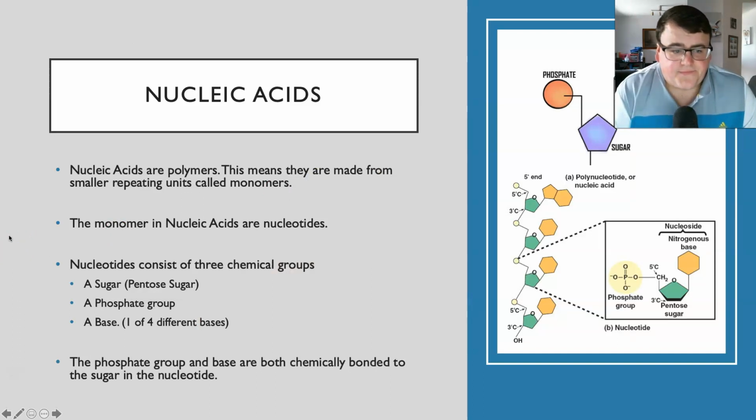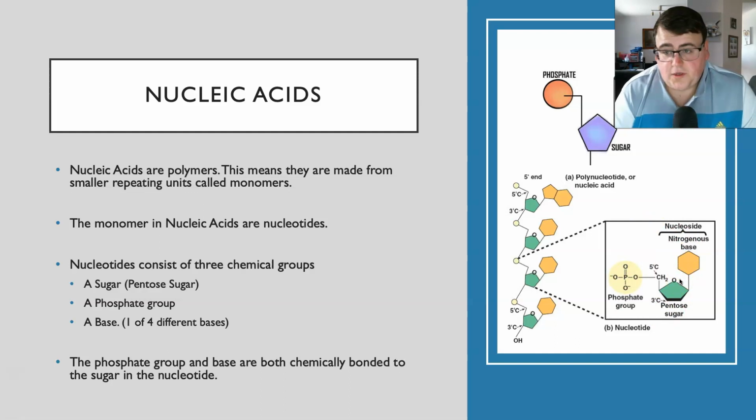Nucleic acids. So nucleic acids are polymers. So a polymer, for those that don't study chemistry, is a large molecule made up of many small molecules that are exactly the same. So they're a small molecule that repeats itself over and over again, and those small molecules are called monomers. So nucleic acids, which are polymers, are made up of nucleotides, which is the monomer in this case.